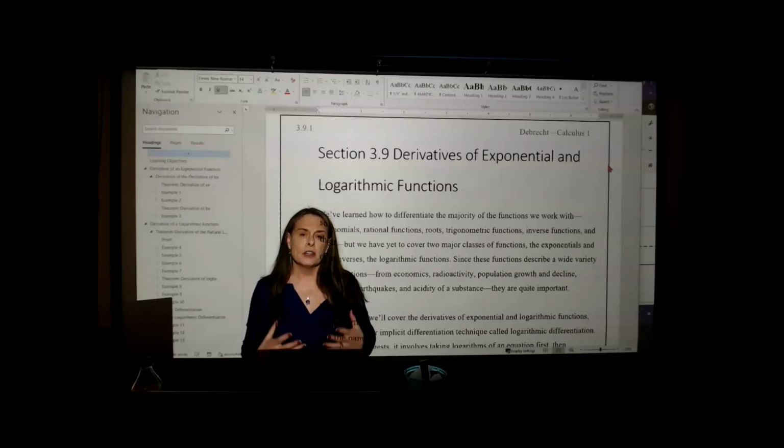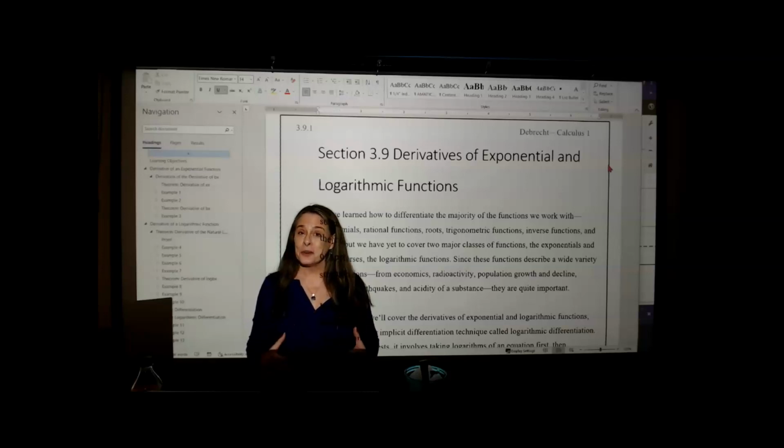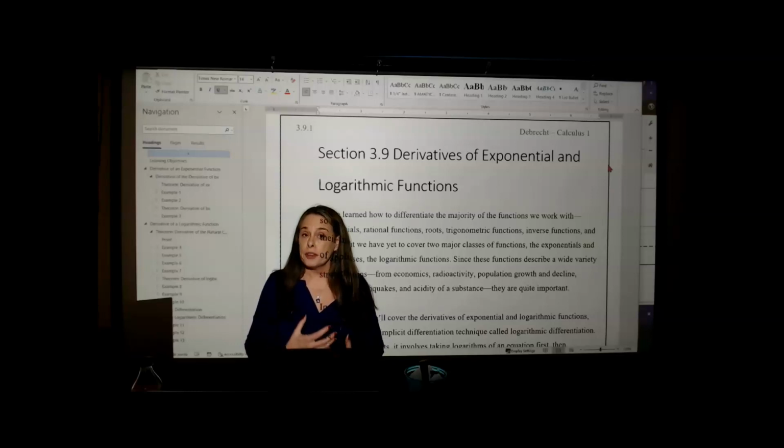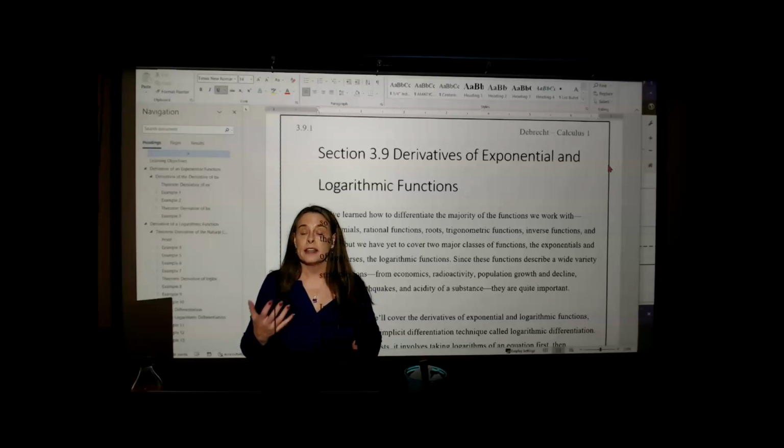Now, we're also going to learn another technique, which I alluded to in the last video. This technique is called logarithmic differentiation. This is something that will allow us to find the derivative of a function that has the variable both in the base and in the power. This is sometimes called a tower function, like x raised to the x power, or sine x raised to the x power, or x raised to the cosine x power. You have the variable x in both the base and the power.